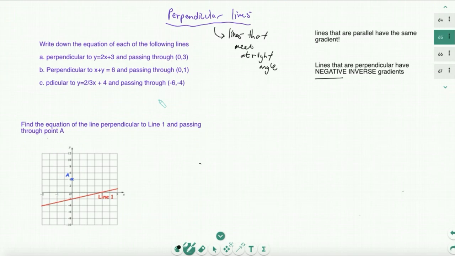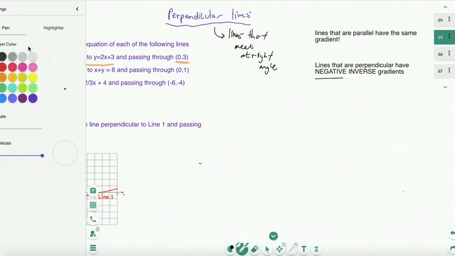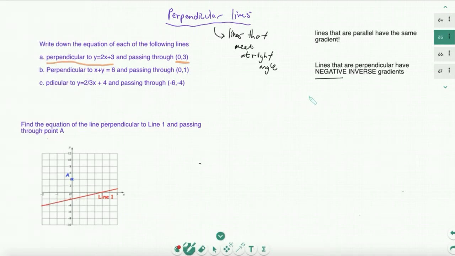So now let's practice some of these questions. Write down the equation of each of the following lines. We need to find a line which is perpendicular to y equals 2x plus 3 and passes through (0, 3). If our line is y equals 2x plus 3, and we're trying to find a perpendicular line, we know perpendicular lines have negative inverse gradients. So if the gradient of this line is 2, the gradient of our new line should be negative first, and 2 is 2 over 1, so we're going to flip it to 1 over 2. So y equals negative 1/2 x plus c. Well, we don't know what the y-intercept is yet.